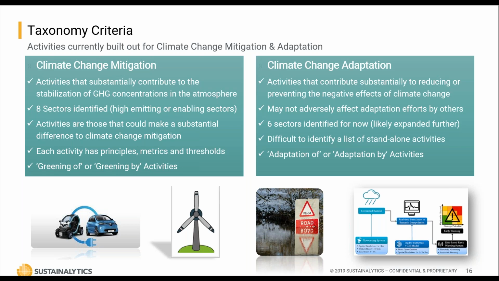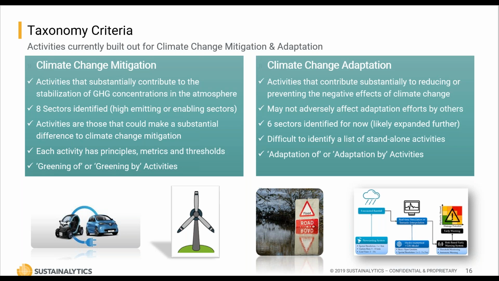With respect to climate change mitigation, these are activities that contribute substantially to the stabilisation of greenhouse gas concentrations. 8 sectors have been identified, and these sectors are either high-emitting sectors or conversely enabling sectors. The TEG has been pretty prescriptive in terms of activity and performance criteria, and the activities that sit under climate change mitigation are either the greening of activities, for example, utilising zero emissions transport, or greening by activities. So this would be the manufacture of wind turbines, for example.